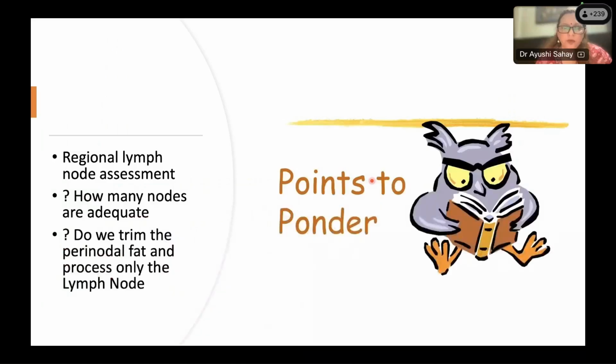Okay, so now regional lymph node assessment. Can anybody tell me how many nodes are considered adequate in an axillary sampling, axillary dissection? 12 to 20. Minimum 13 should be there. Actually the basic minimum is considered 10, but the more the merrier. So the minimum you can get away with is 10, but if it is a properly grossed axilla, you are going to have a minimum of 15 nodes there. So do the axillary grossing properly.